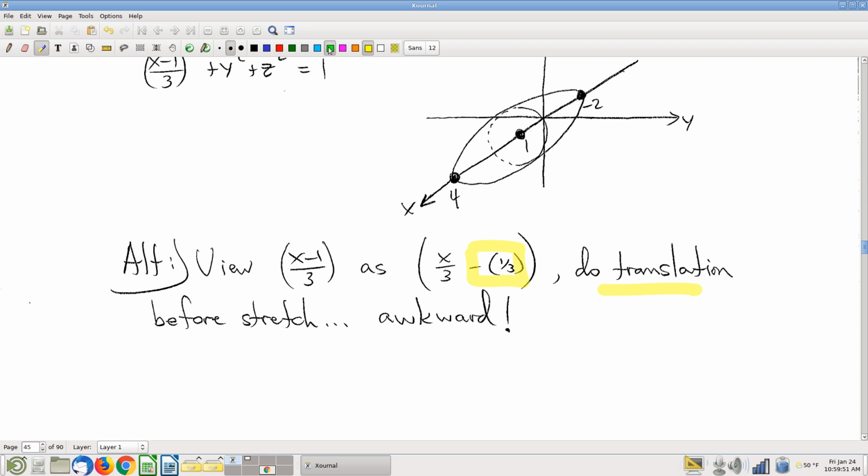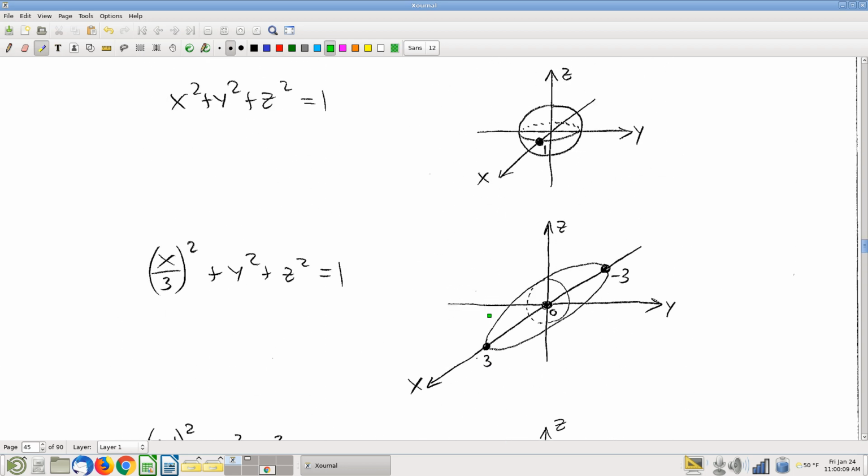And then after the translation, you would then replace x with x over 3 and do that stretch. And that works just fine. Now, you give me my choice, and I will notice that this involves fractions, which is a little awkward, right? I'll also notice that there was something really nice about when I did this stretch.